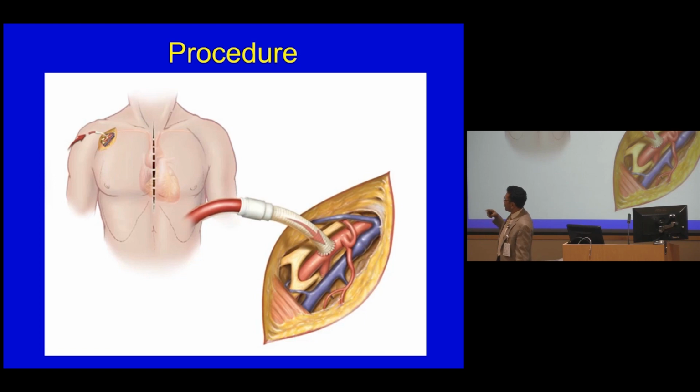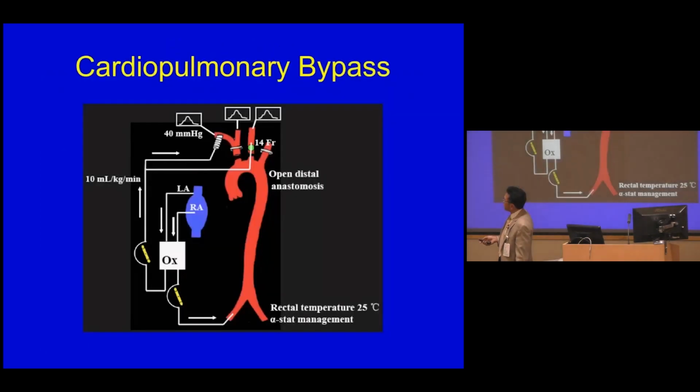So I made an incision at the deltoid pectoral groove, got out the axillary artery, put an 8mm Dacron graft onto it, and then connected it to the bypass circuit. This gives you the ability to perfuse the brain once you put a little clamp in the brachiocephalic trunk while you're under circ arrest. You're still perfusing the brain, and that gives you a little bit more time to do your reconstruction. This is the scheme of how we do this.